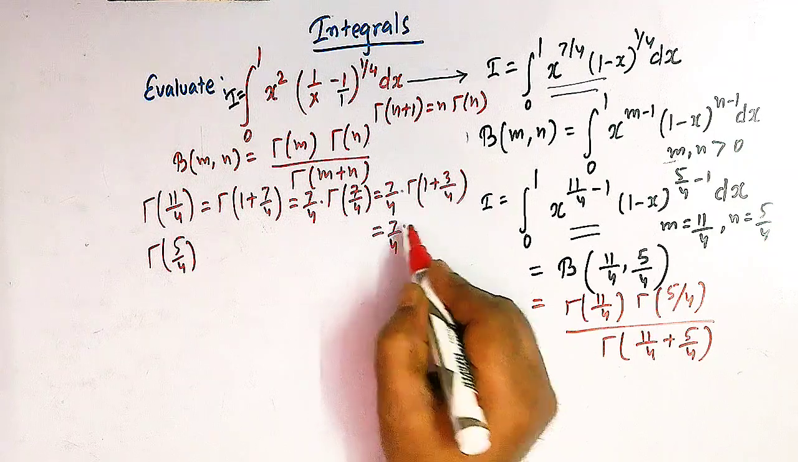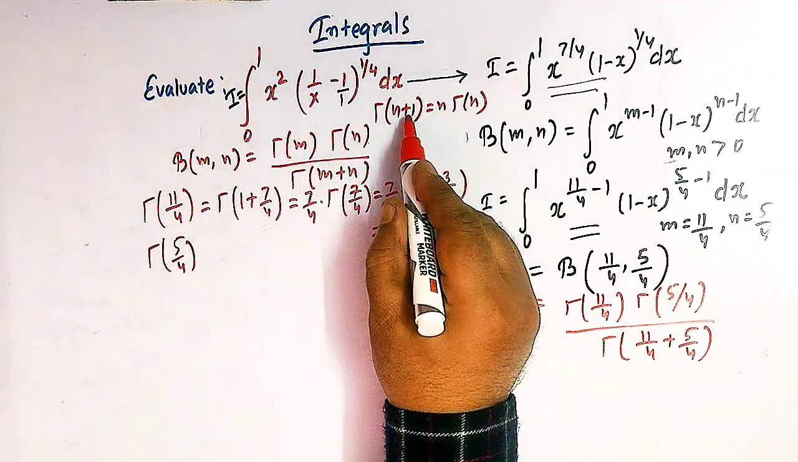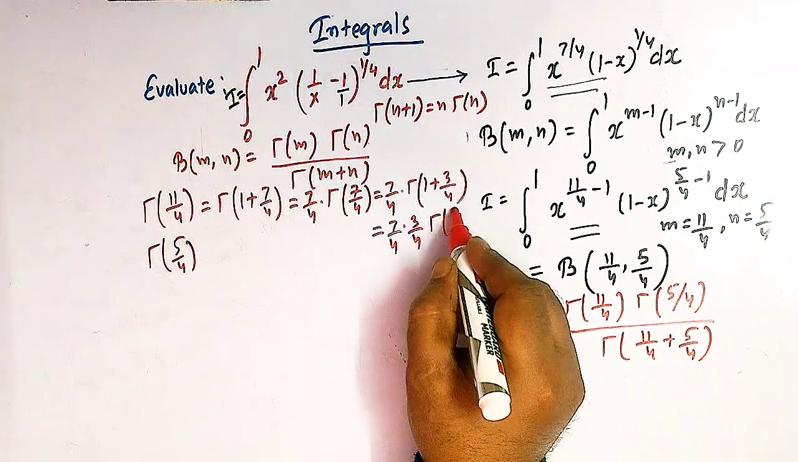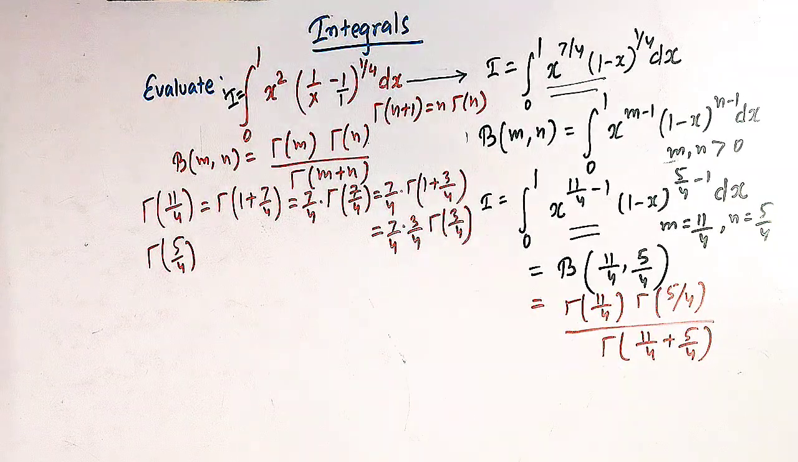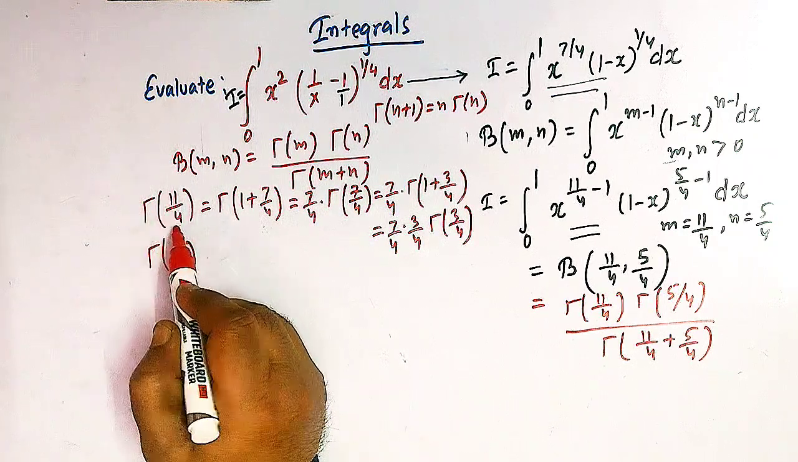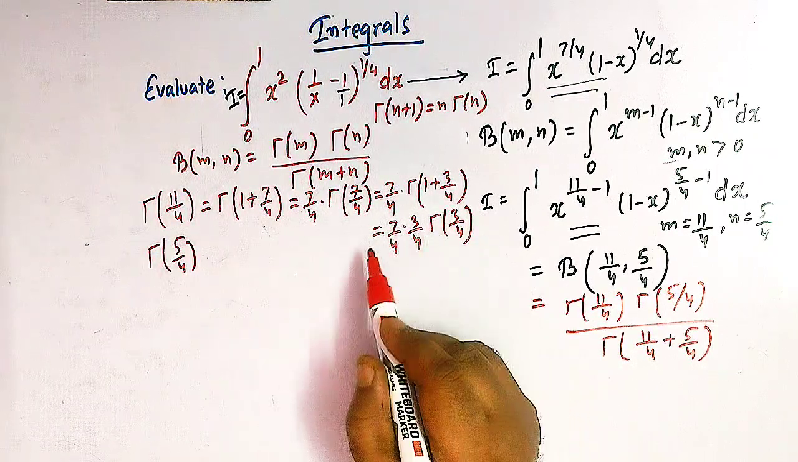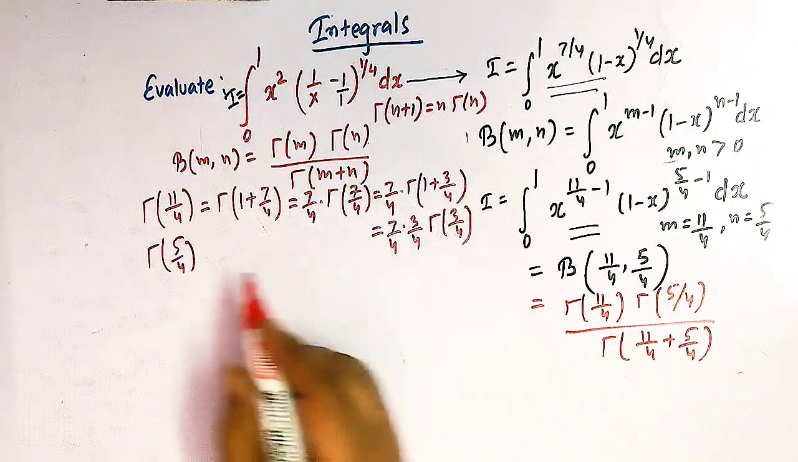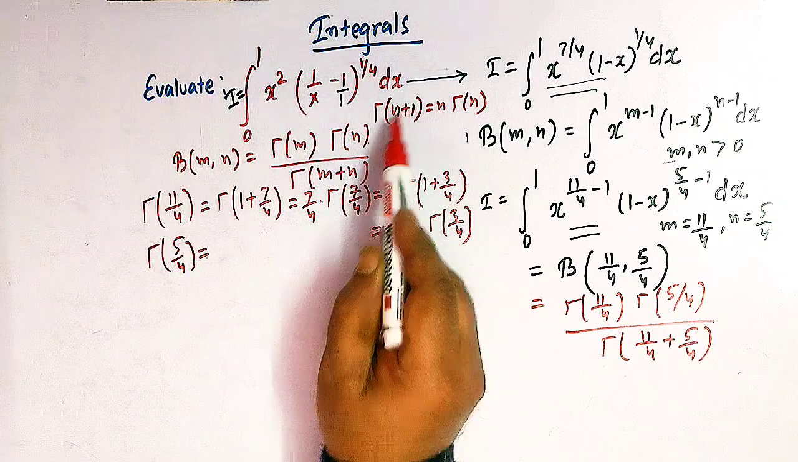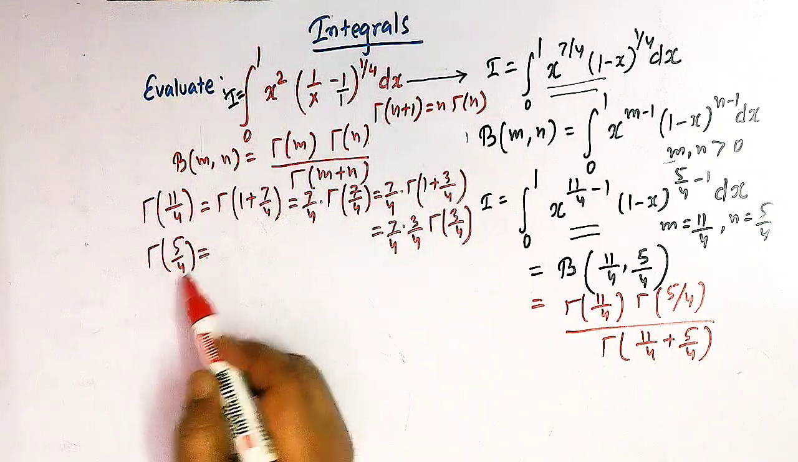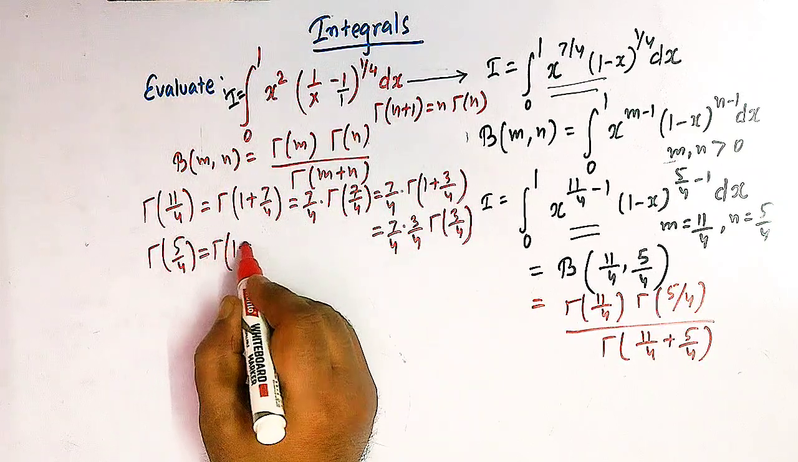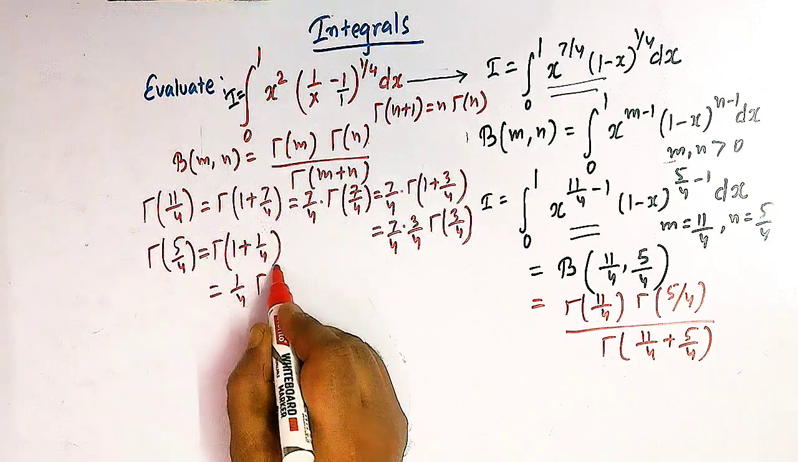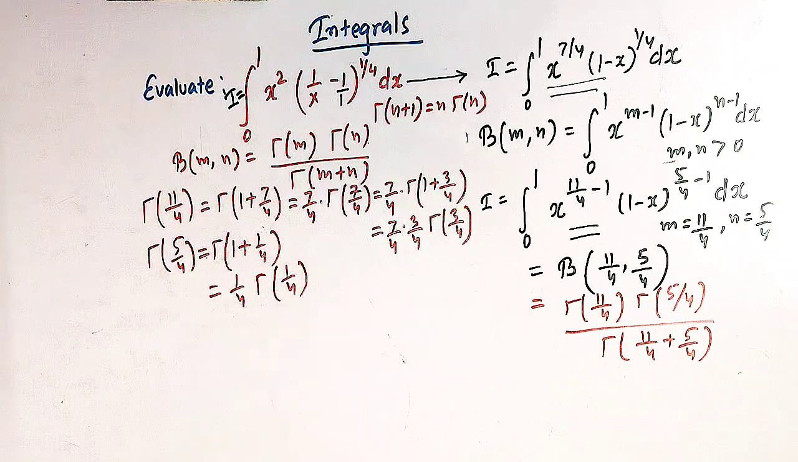So we have 7 by 4, and then again applying this result, we have 3 by 4, then gamma of 3 by 4, right? So gamma of 11 by 4 can be written as 7 over 4 times 3 by 4 times gamma of 3 by 4, and let us apply the same rule to gamma of 5 by 4. So here we can write 1 plus 1 by 4. So this is 1 by 4, and here we have gamma of 1 by 4, right?